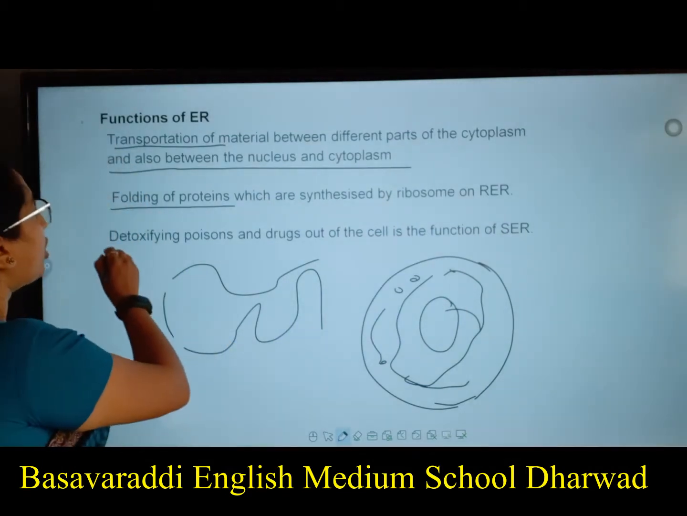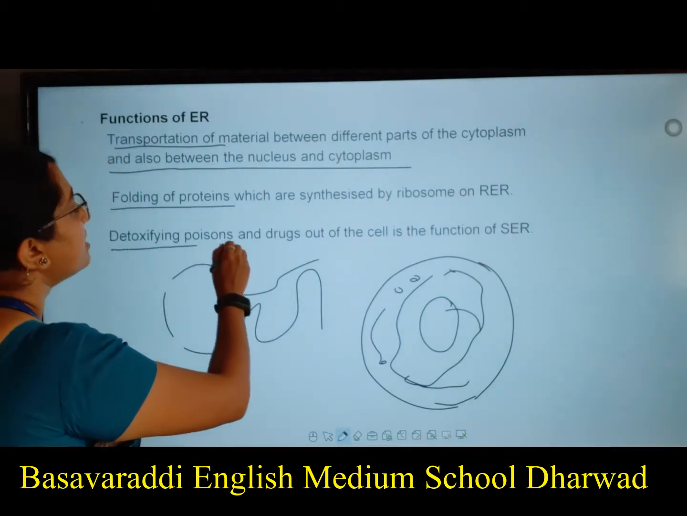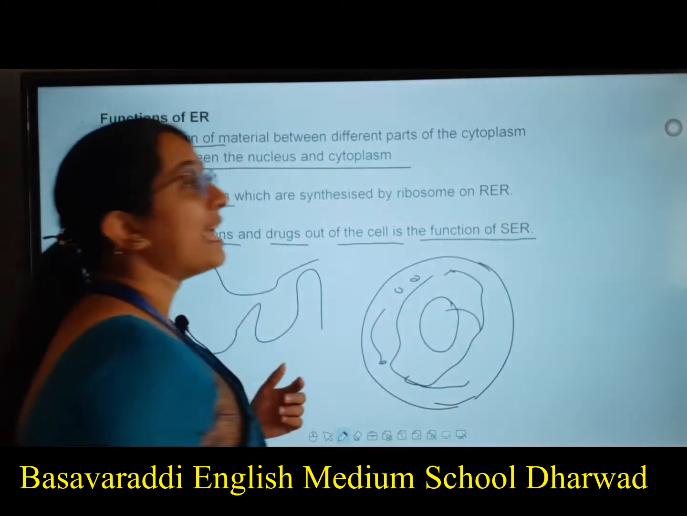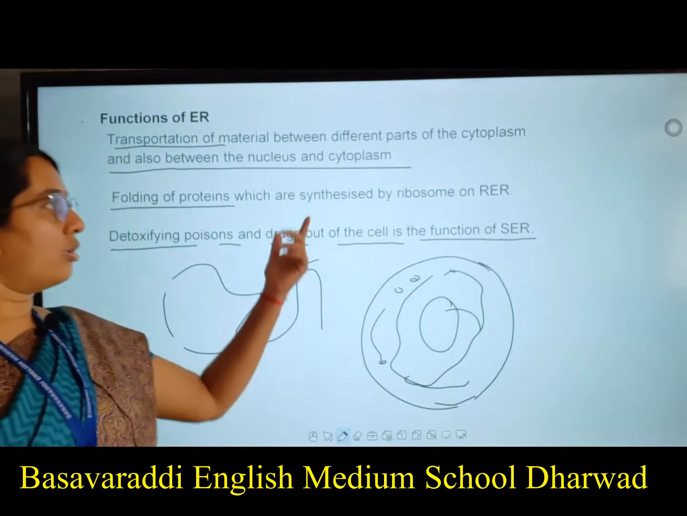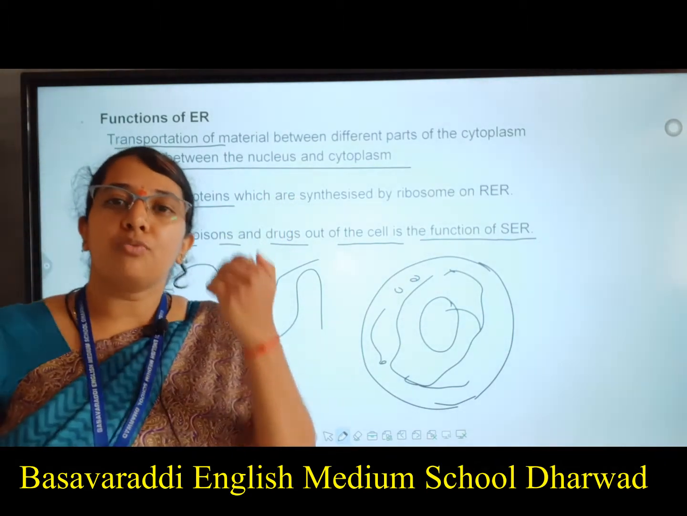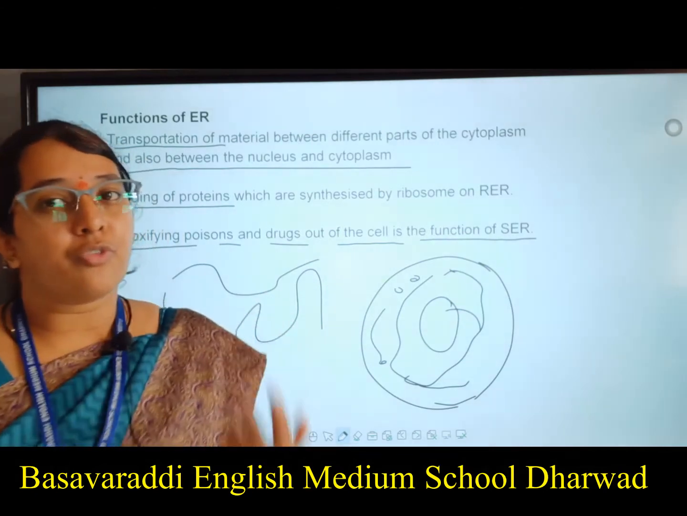Then, detoxifying poisons and drugs out of the cell is the function of SER. So RER is involved in protein synthesis, and at the same time it is also involved in protein folding.